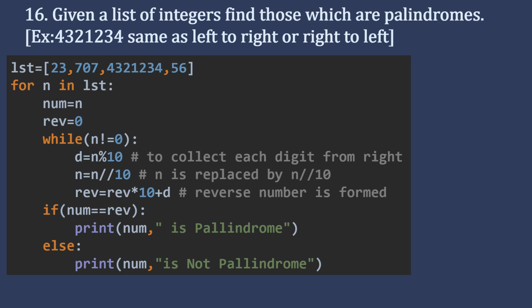So once you have calculated the reverse of the number, then you compare it with the original number. If num is equal to rev. So initially we have stored this number in a variable num, so that at the end of the loop, when your n value will become 0, we can't compare with n. So we have stored it in a separate variable num. Then we will compare. If num is equal to rev, then it has to print it's a palindrome. Otherwise it will print it's not a palindrome.